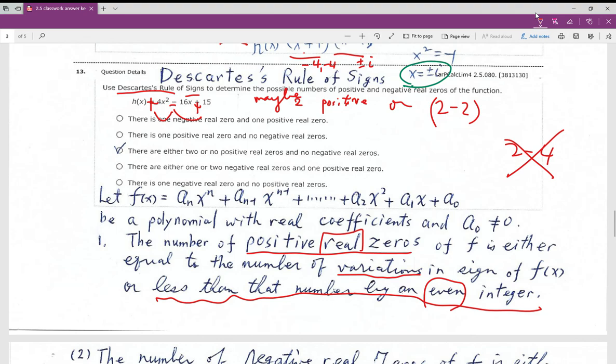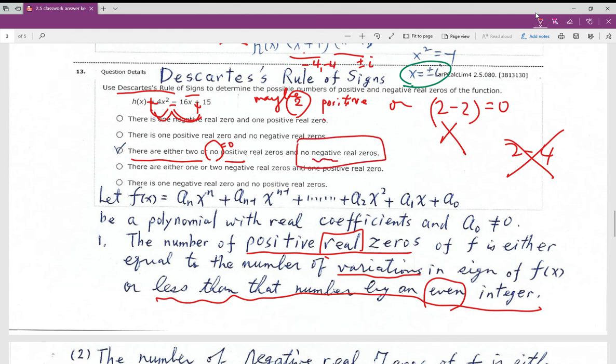So when we try to decide how many positive solutions this function may have, we are talking about the real zeros. So we take a look at positive, negative, 1 change, negative, positive, 2 changes. So we may have 2 positive zeros, or maybe we don't have any positive solutions. So maybe 2 or maybe 0 positive solutions. Okay. So there are either 2 or no positive. No means 0, right? No positive solutions.